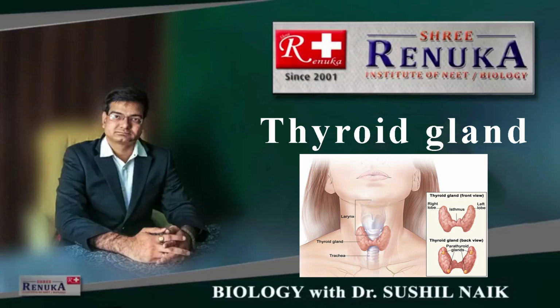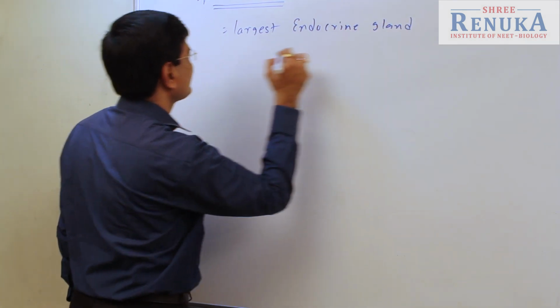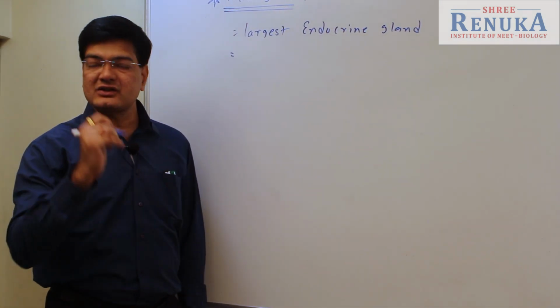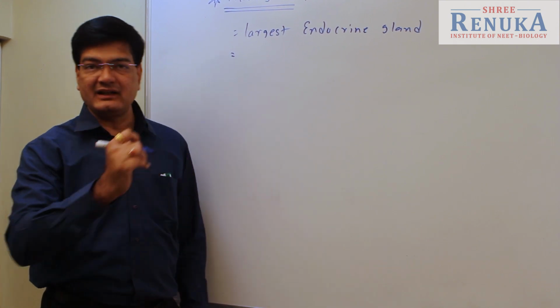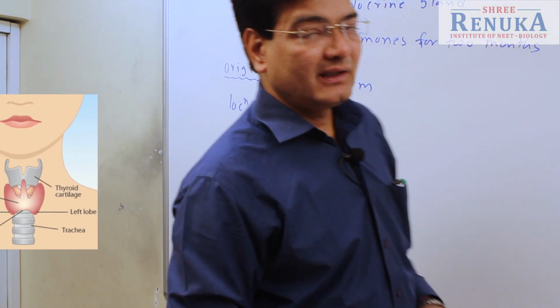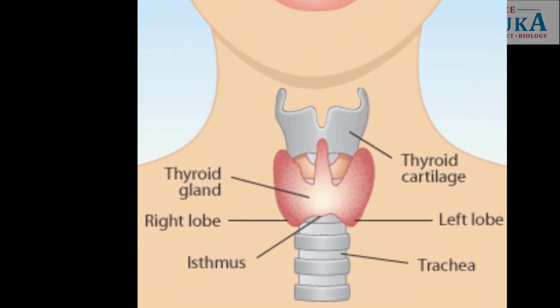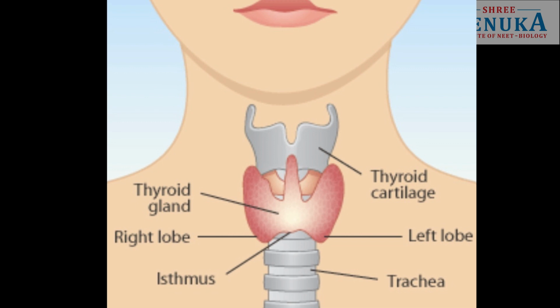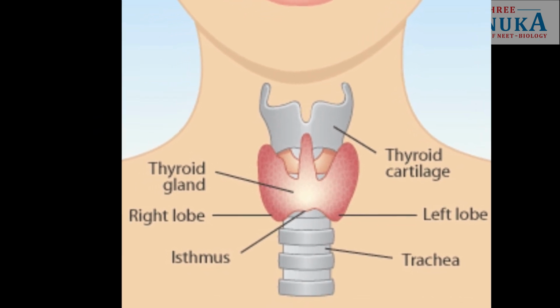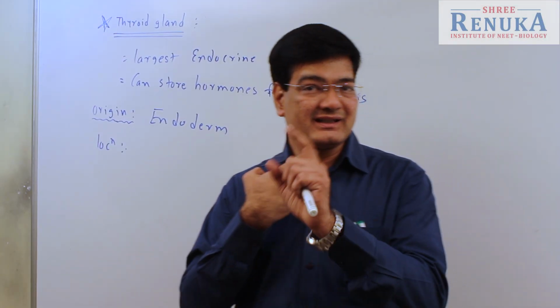Thyroid gland is the largest endocrine gland. The main characteristic of this gland is that it can store hormones inside it for 2 months. If we talk about the location of the thyroid gland, it is located exactly near the larynx. Simply, we can say it is near the voice box or Adam's apple. Here the cartilage is present.